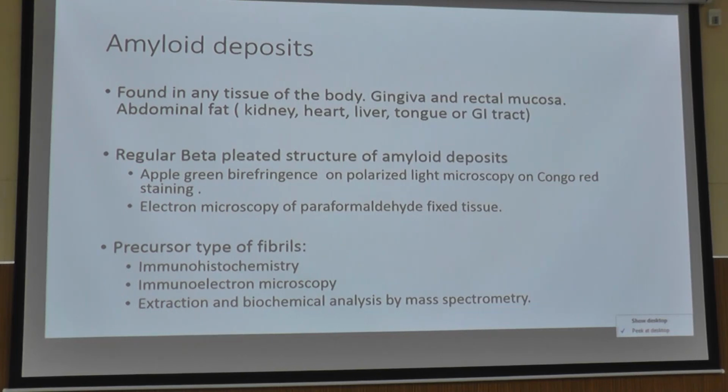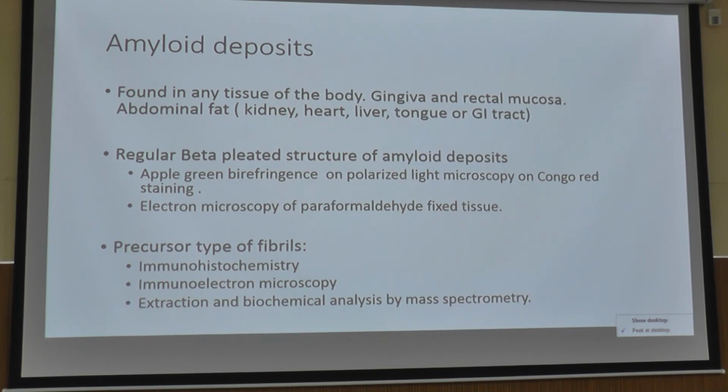Now, amyloid deposits can be found anywhere in any tissue of the body. The gingiva and the rectal mucosa are the common sites where we easily access this in the wards also. We also think of abdominal fat pad aspiration. They will aspirate the abdominal fat, and that is going to help you, apart from the kidney, heart, liver, tongue, or GI tract. Anywhere there could be an amyloid deposit.